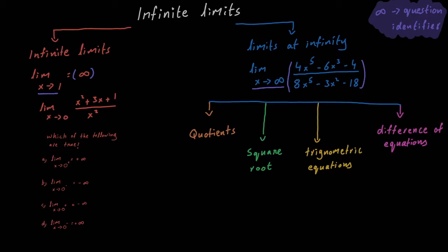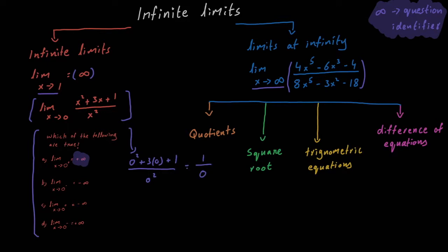For the infinite limits, the question would be something like this. Limit as x approaches 0 of (x squared plus 3x plus 1) divided by x squared. In almost all scenarios, you will have a few options in front of you. As we can see the sign infinity in one of the options, we know that this question is from infinite limits. If we try substituting for x, we will simply get 0 squared plus 3 times 0 plus 1, divided by 0 squared, which is simply 1 divided by 0, and as 0 is in the denominator, we know that the limit does not exist and we cannot solve for it.